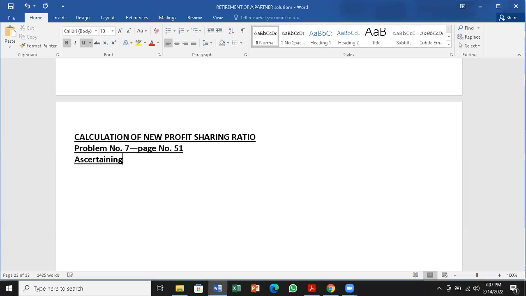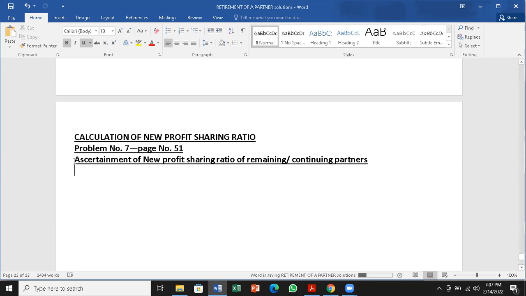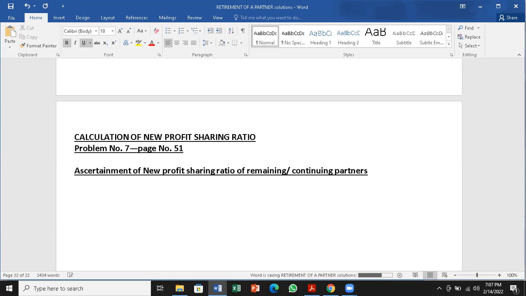Ascertaining, or ascertainment, of new profit sharing ratio of remaining or continuing partners. The first one, step one. Two steps are there.